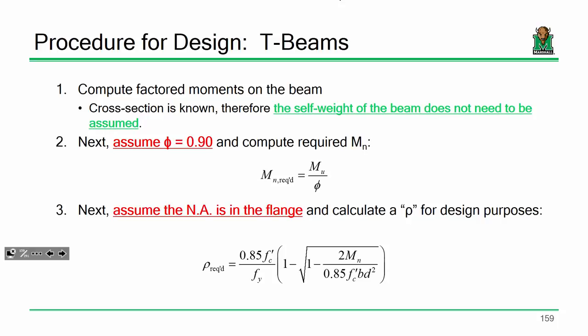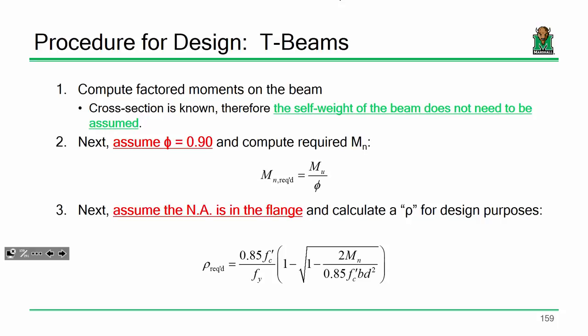All right, so number one, we compute a factored moment on the beam. Okay, now, nice thing. We don't have to assume the self-weight because we know the dimensions. All right, we are going to assume a phi value of 0.9, which we're going to have to go back and check.